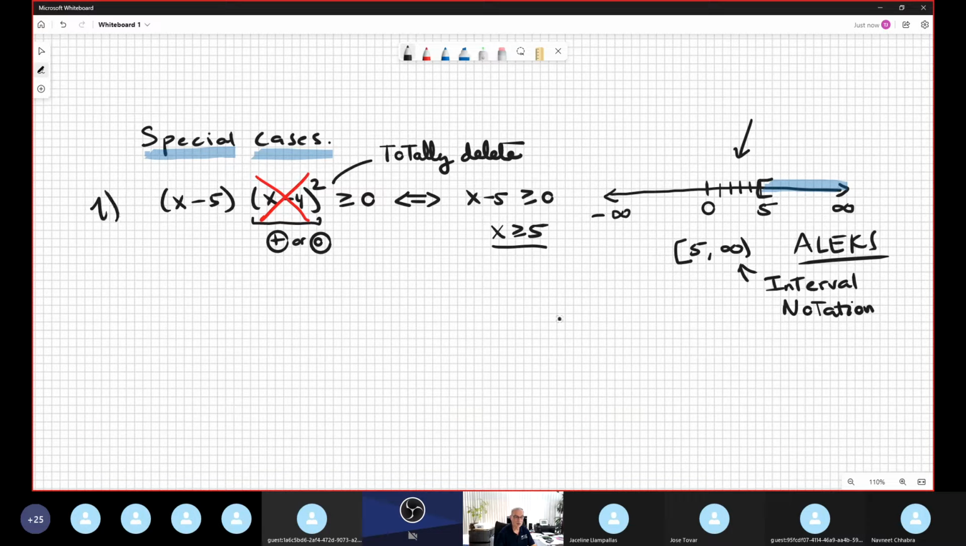This is the first special case. Let me complicate your life. The second special case is similar. Suppose x minus 3 times x minus 4 squared, greater than 0. The only thing I changed is 5 and 3, but this is not the important change. The important change is the equal sign here and no equal sign here. Look, no equal sign, and this changes completely the meaning of the problem.